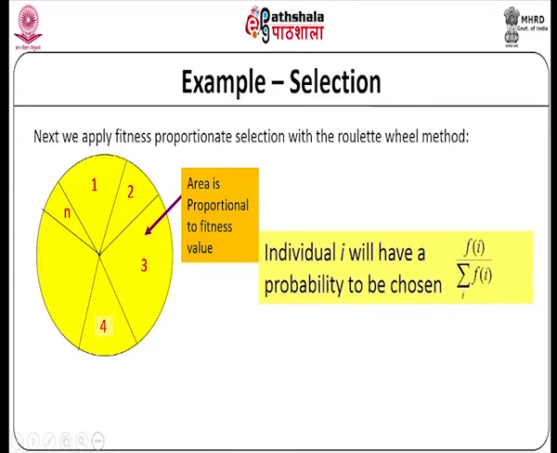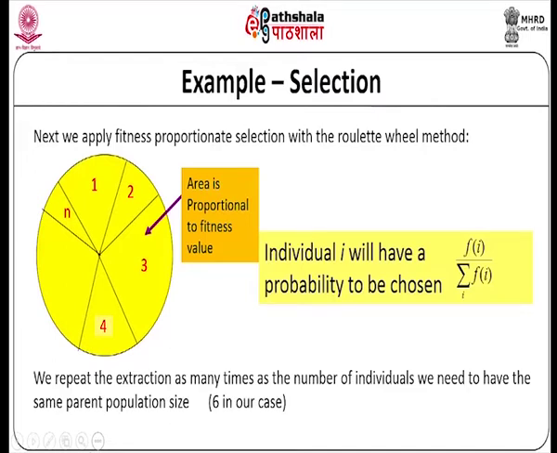So, each individual will have a probability to be chosen equal to the fitness of that individual divided by the summation of the fitness. So, 8 divided by 34 for example, or 3 divided by 34, where 34 is the summation. We repeat the extraction as many times as the number of individuals we need to have in the next generation. Let us assume that in our case we want the same 6 as the next generation.